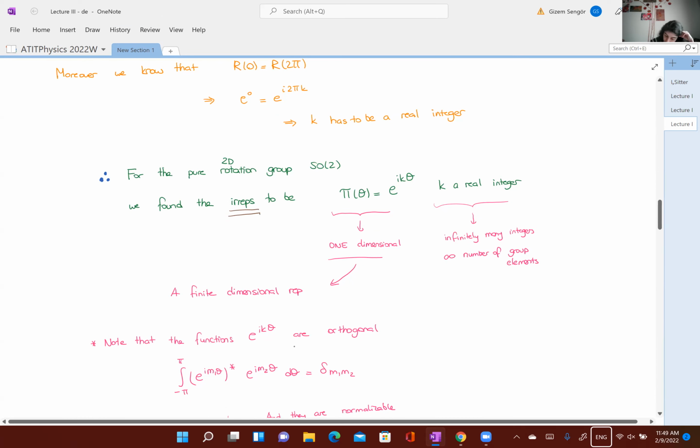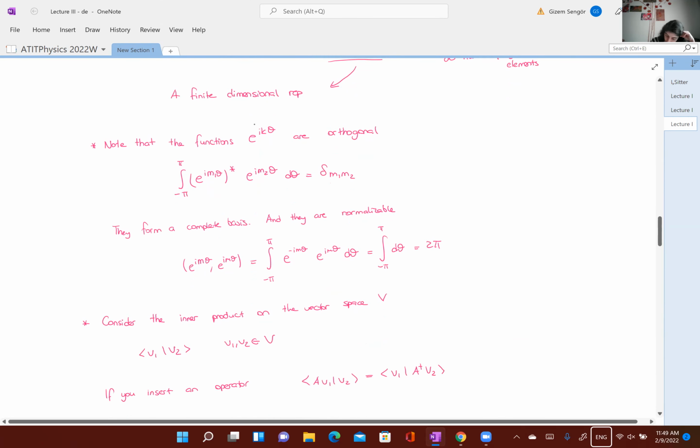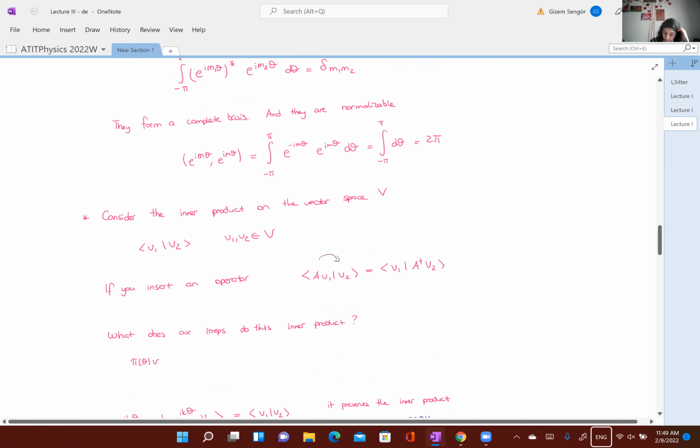Moreover, these are functions that are orthogonal and normalizable. Now, if you consider what these irreps do on the vector space, remember they were acting on the elements of the vector space. The vector space has itself a well-defined inner product, and the definition of this inner product is such that if you insert an operator in one entry, you can bring it to the other side by taking its adjoint.